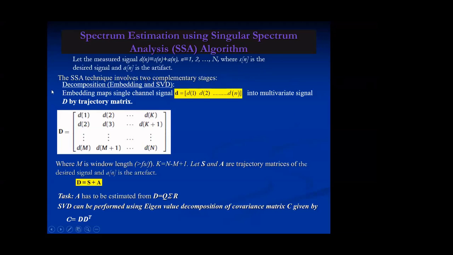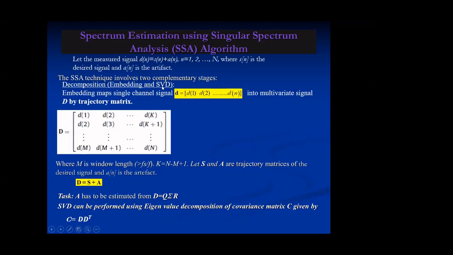So in SSA basically there are 2 stages. One is called decomposition. This again has 2 substages, embedding and singular value decomposition. Then the second stage is reconstruction. I will come to that in the next slide. So in the first stage, which is called decomposition, we are going to take the single channel signal. This is a single channel signal. We have n samples of that one.